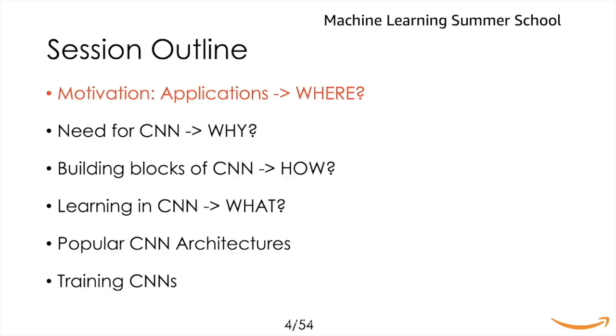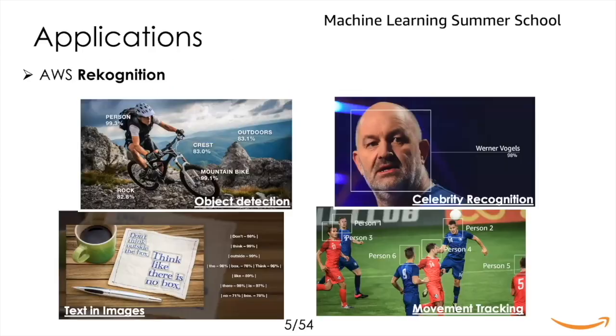So let's begin. Where are CNNs used? CNNs are architectures of choice when dealing with images and videos. So any computer vision related task that you see, like face detection, person tracking, object recognition, is likely to be using a CNN backbone.